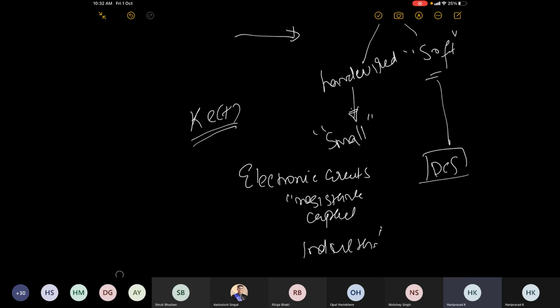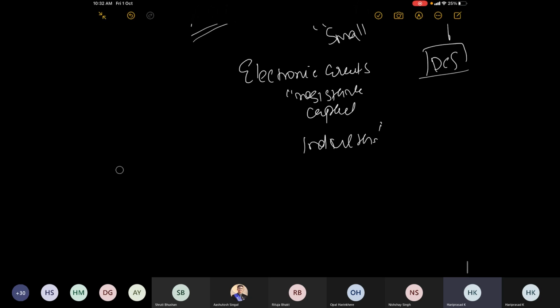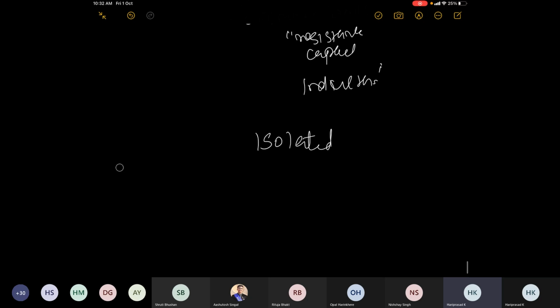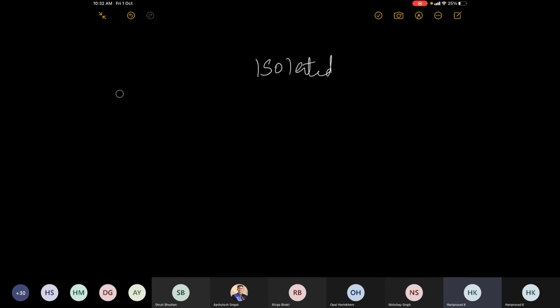For isolated loops, so what do you mean by isolated loops? Which means that, see, it is all about economics. Okay, so when you start working in a plant, you will come to know. So let's say this is a big plant. I hope you guys got a chance to see big refineries or anything of that sort.